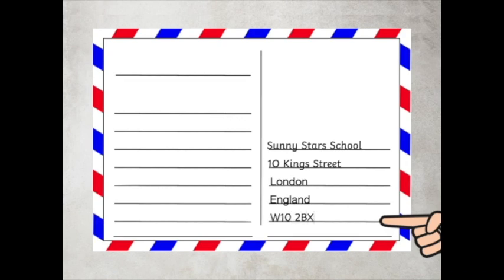Okay, so that is an address. The name of the place or person that you're writing to, and where they live, or in this case, where the school is situated. Okay, so the number of the place and the street's name, the name of the town or city, the country, and a postcode.